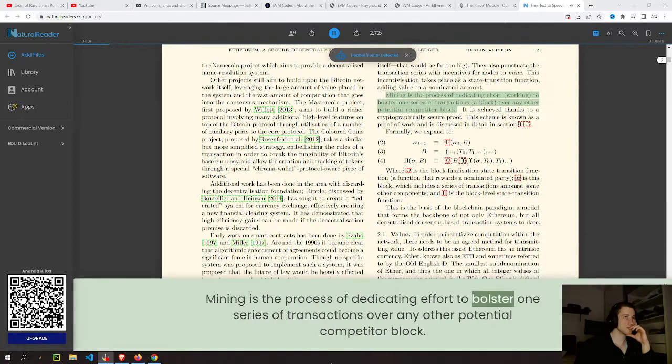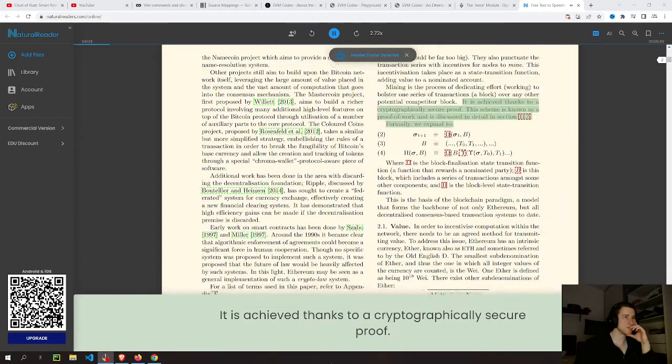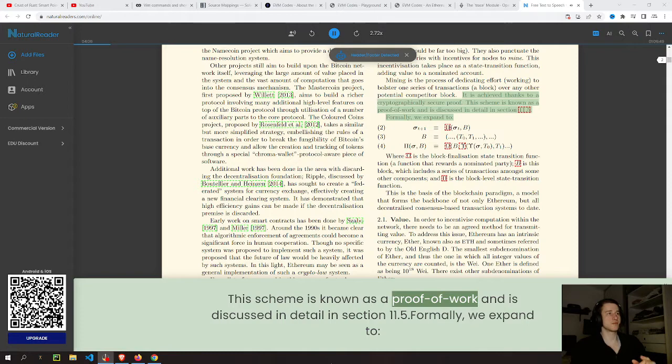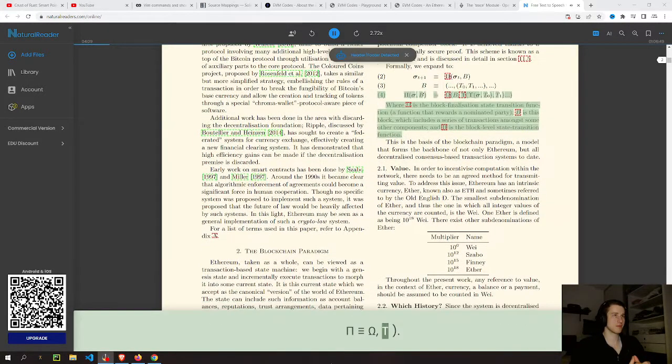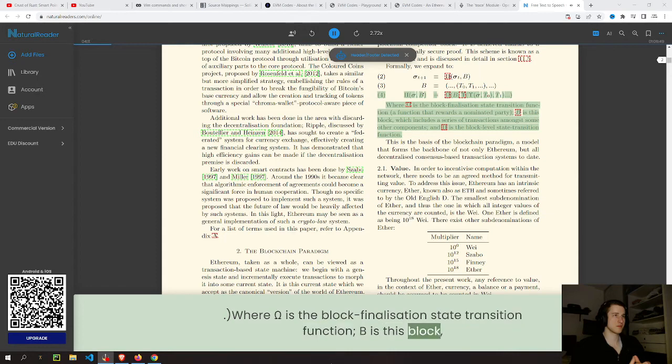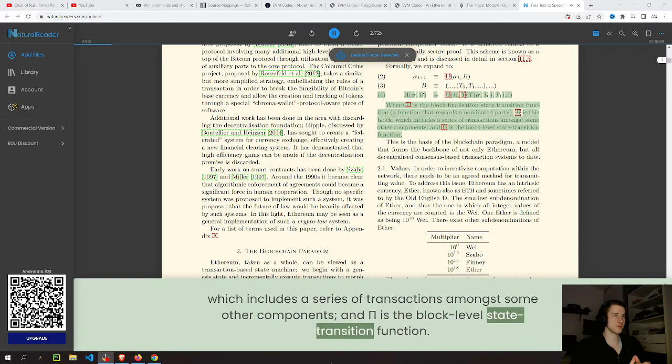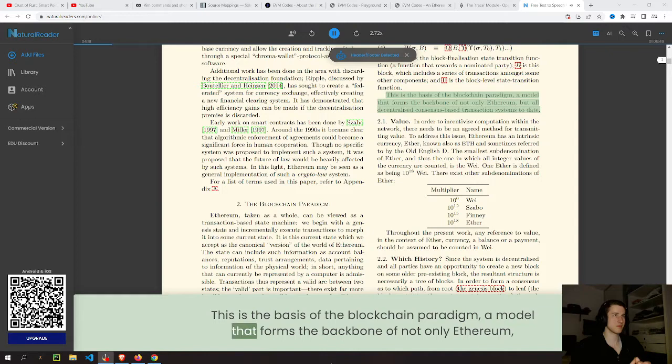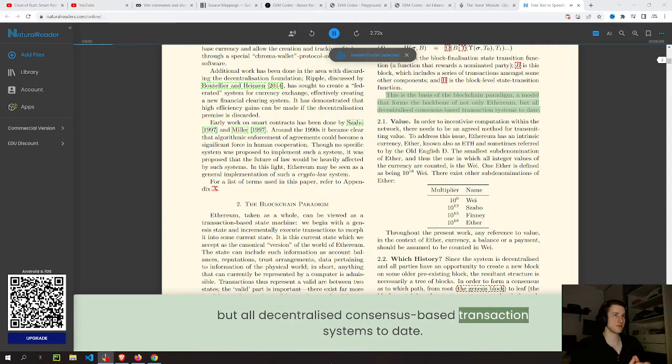Mining is the process of dedicating effort to bolster one series of transactions over any other potential competitor block. It is achieved thanks to a cryptographically secure proof. This scheme is known as a proof of work and is discussed in detail in section 11.5. Formally, we expand to: where the block finalization state transition function is applied, B is the block, which includes a series of transactions among some other components, and the block-level state transition function follows. This is the basis of the blockchain paradigm, a model that forms the backbone of not only Ethereum, but all decentralized consensus-based transaction systems to date.